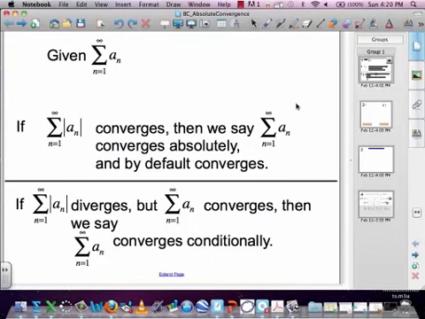Now, if the absolute value of each term makes a new series, and that series diverges, but your original series converges, then you would say the series that you started with converges conditionally, on condition, meaning not the absolute value of each term, that series diverges, but the original series does converge. All right, now let me take you through two examples, and then we'll talk about why we care.